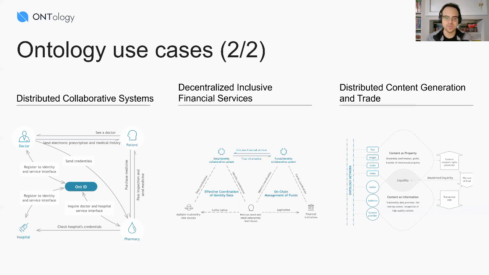Same thing with the hospital, right? Because the doctors are part of the hospital, the pharmacies have to communicate with the hospitals, and you have to communicate with the doctor and the hospitals. And all of this could be managed through the OntID.